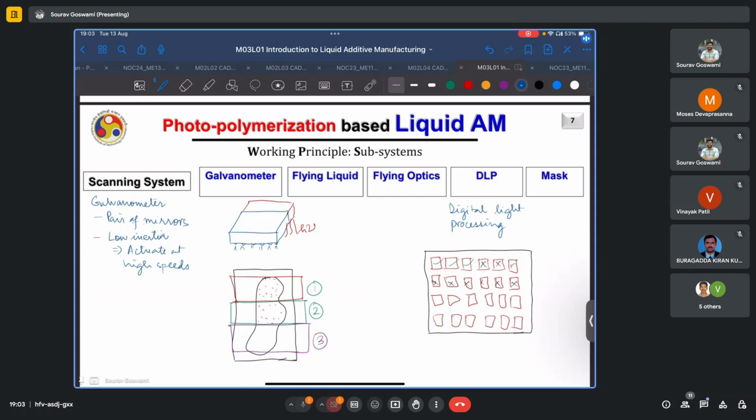Of course, another scanning system is simply the mask, which illuminates the entire surface in one go. This process is almost instantaneous because you are curing the entire region of interest at once. So it will always be faster than any other raster scanning type process, such as one utilizing a galvanometer or a flying liquid.